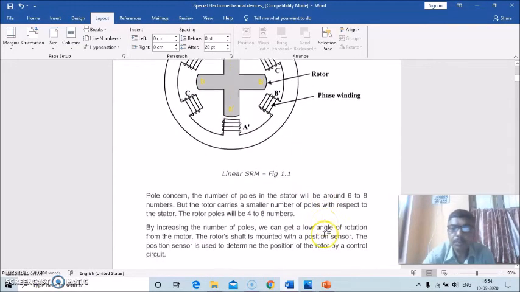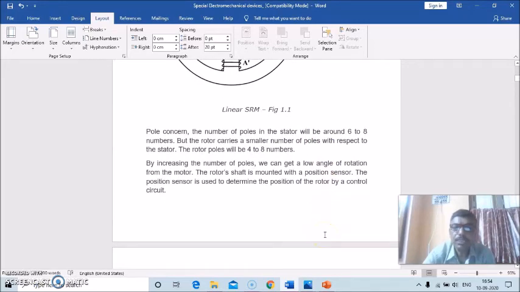Now, regarding poles, the number of poles in the stator will be around 6 to 8, but the rotor carries a smaller number of poles with respect to the stator, 4 to 8 in number. By increasing the number of poles, we can get a low angle of rotation from the motor. The rotor shaft is mounted with a position sensor, and the position sensor is used to determine the position of the rotor by a control circuit.